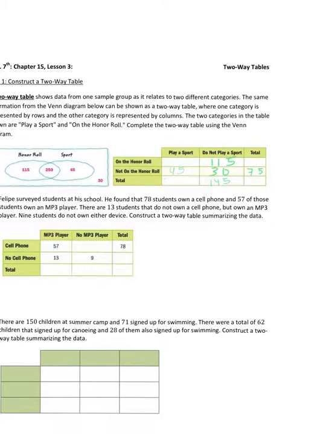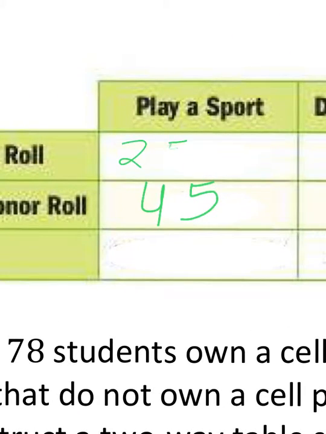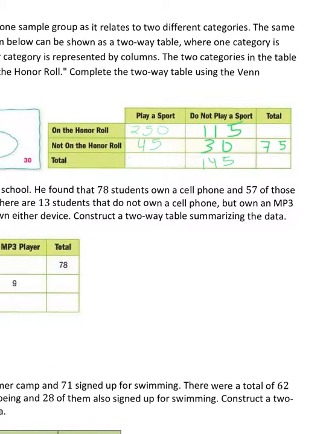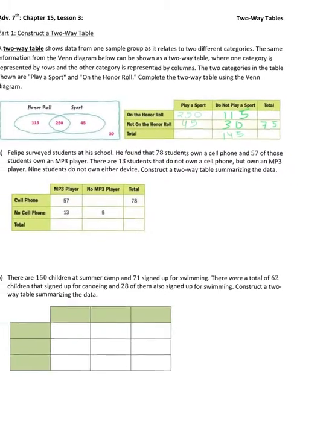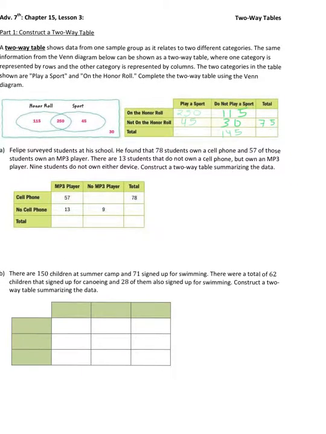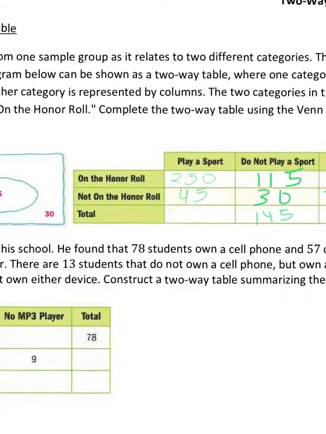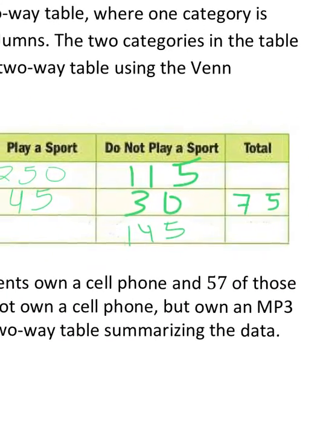That 250 were students that are both on the honor roll and play a sport. I wonder if that's a correlation, someone that plays a sport and is on the honor roll. It sounds like that's the biggest part here. So now we need to find some more totals. So let's first do the row total for on the honor roll. 250 plus 115 is 365.